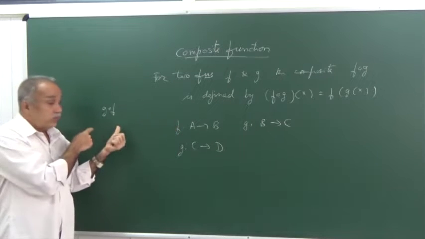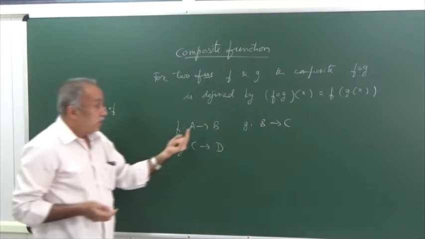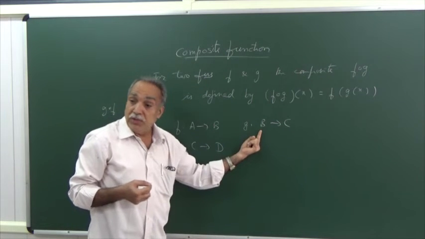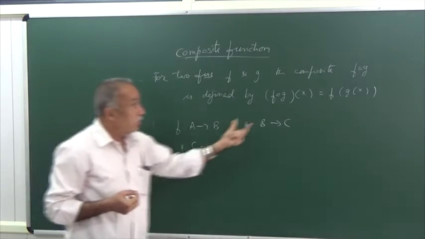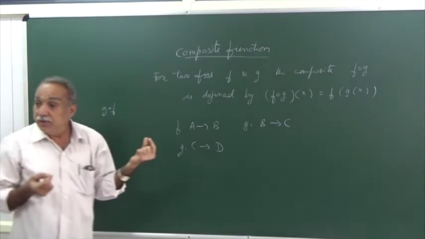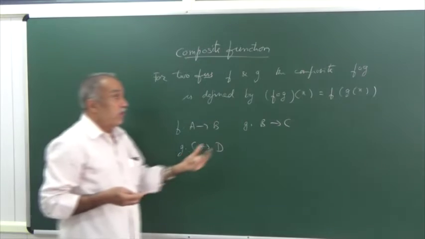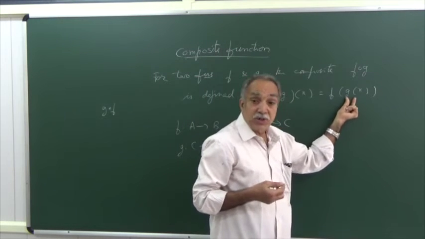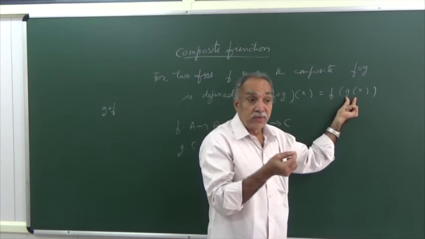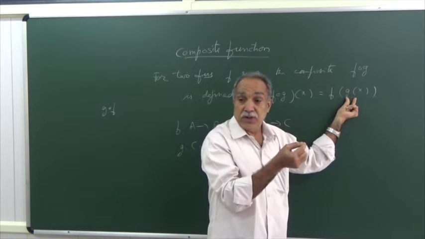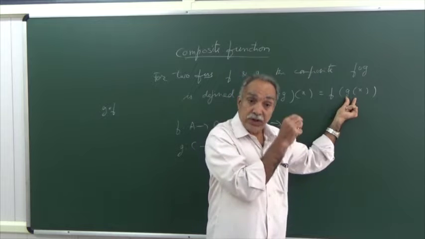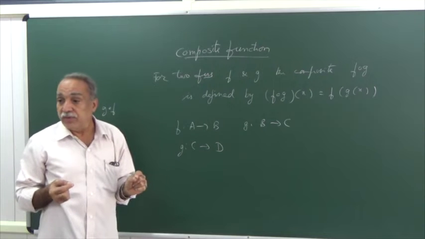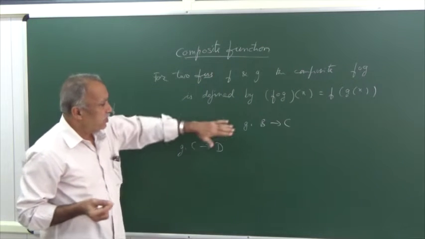To have g composite f meaningful, the codomain of f, which is B, must be the same as the domain of g. To have f composite g meaningful, f composite g is f of g of x. To have this meaningful, g of x must belong to the domain of f. Agree? f must be meaningful for g of x. g of x must belong to the domain of f, and f of g of x will be in the codomain of f. But let us omit these details.